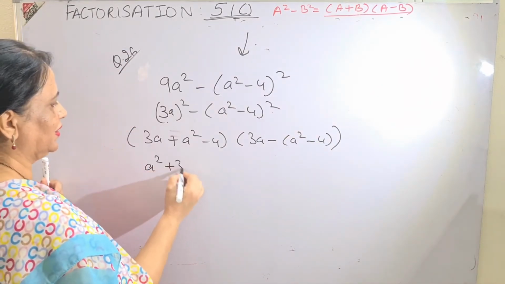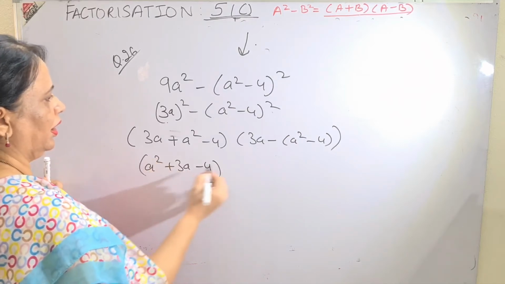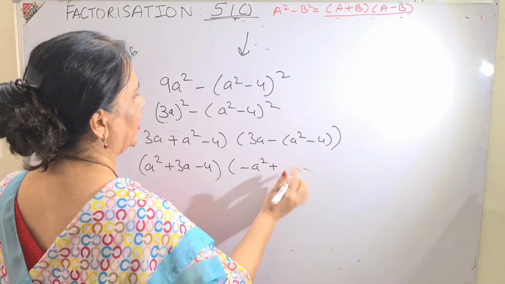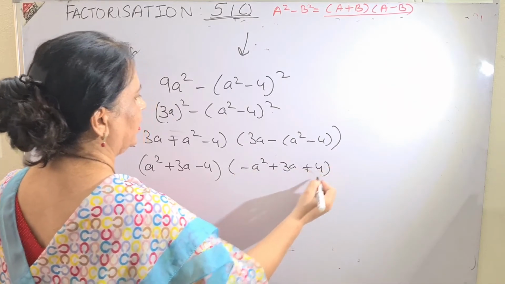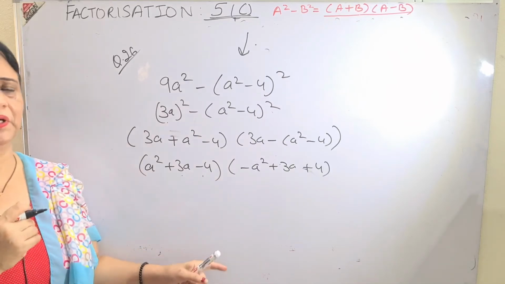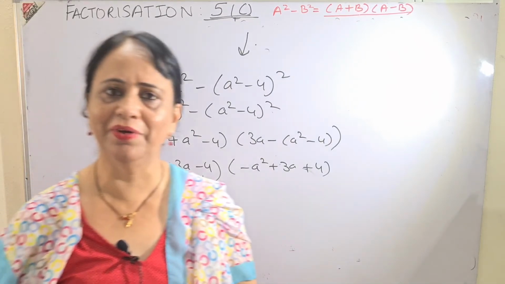a square plus 3a minus 4, and you are left with minus a square plus 4. You can write plus 3a plus 4. You know what to do. This is sum product. If you can factorize, you go further. If you cannot factorize, you leave it, just write it.